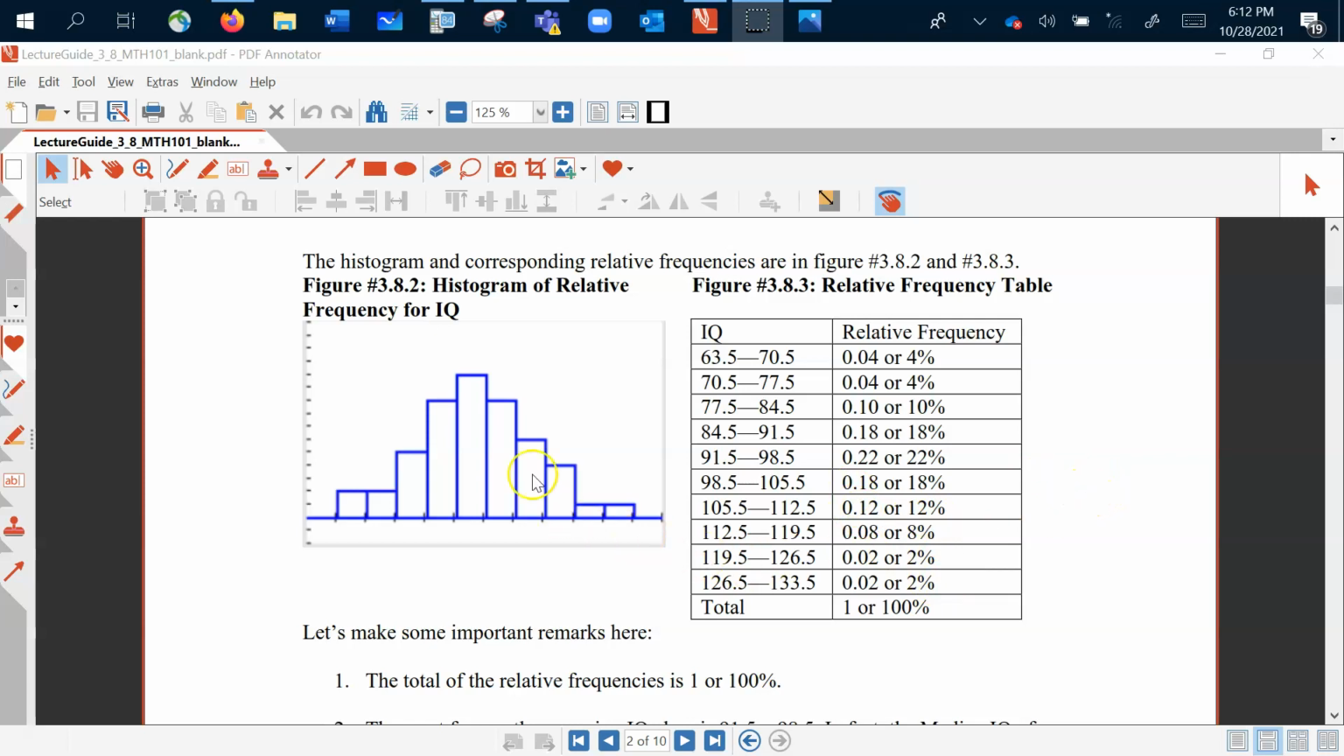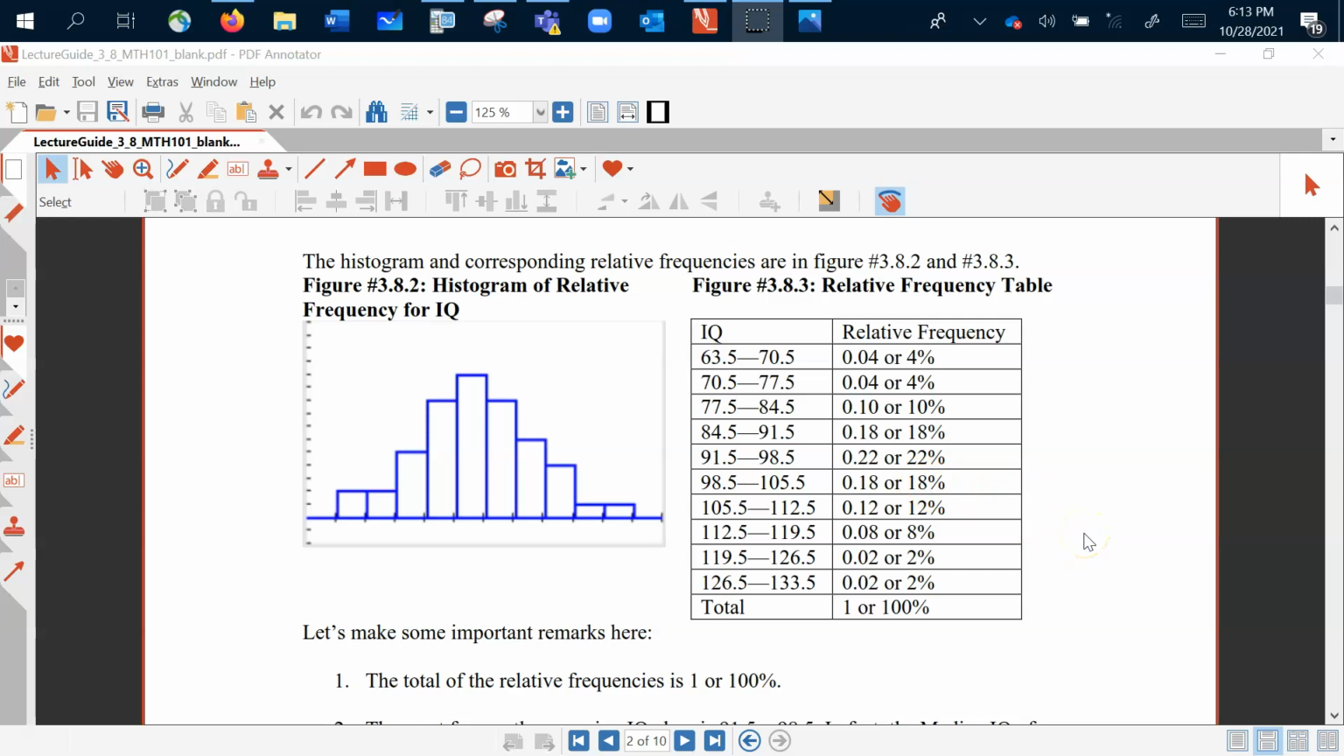Also proportionally, so this is a nice use of the visual histogram, proportionally each one of these rectangles' area with respect to all of the area is going to represent the likelihood that any random IQ would fall into that particular class. So the area of this most frequently occurring rectangle divided by the total area of the histogram would also give me 22% or 0.22. So the area of the rectangle with respect to the area of the entire histogram is going to give me the same value as the relative frequency.